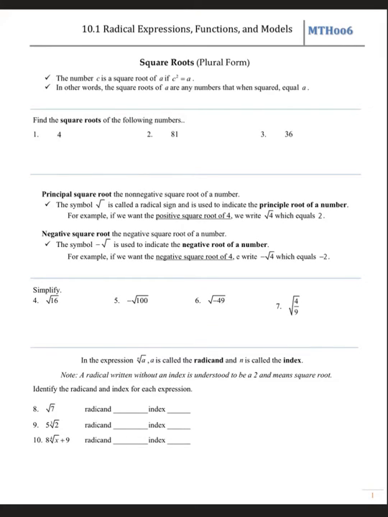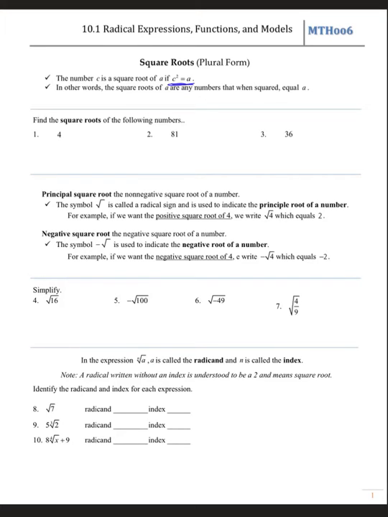You can see from the definition here, the number c is a square root of a if c squared equals a. What that means is if you square something and you're getting a number, that's going to be its square root. This idea you're probably very familiar with, but I just want to walk through the very basic problems so we can see how that's going to build up into these more complex looking problems.